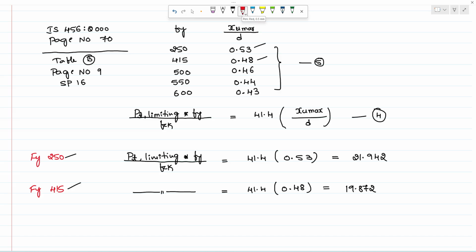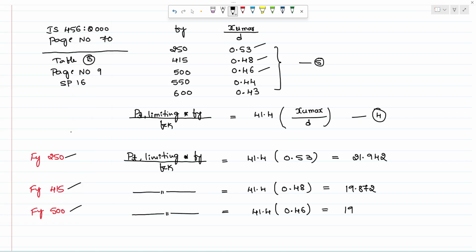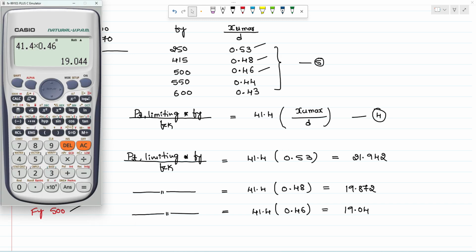So similarly for 500 grade steel. On the left hand side you have the same equation equals 41.4 into, for 500 grade XU max by D value it is 0.46. So 41.4 into 0.46, so it is 19.044.